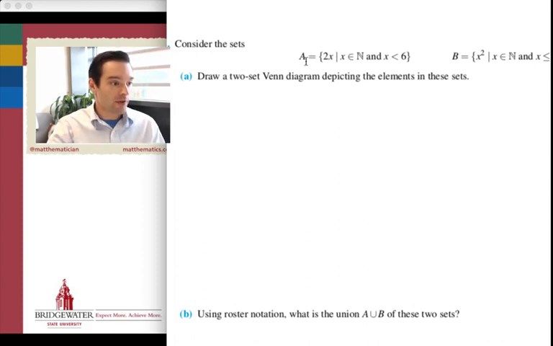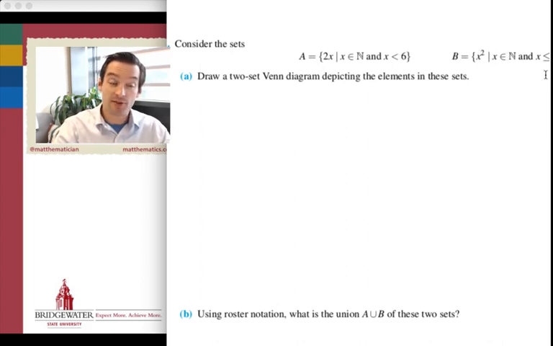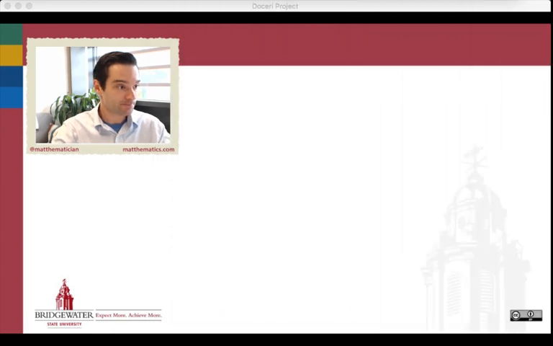It asks you to, first of all, consider these two sets. A is the set of 2x such that x is a natural number and x is less than 6. B is the set of x squared such that x is a natural number and x is less than or equal to 5. Draw a two-set Venn diagram to represent the elements of those sets. And then, secondly, use roster notation to represent the union of these two sets. So let's tackle this problem, and then after we're done talking about this particular problem, I want to add a third set. I'll add in a set C, and then we can take another couple steps forward on top of that.